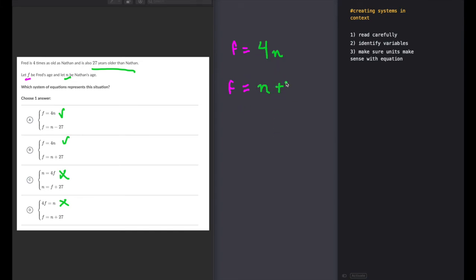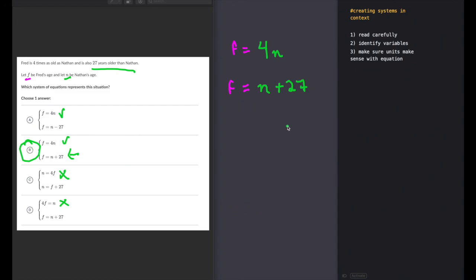Let's just imagine, let's say I put plus 27. Does this make sense? Should Fred's age be bigger than Nathan's age? Yes, that makes sense. Imagine if we had done the other thing. Imagine if I said Fred's age equals Nathan's age minus 27. We know Fred is 4 times as old as Nathan. We know Fred is older than Nathan. So saying Fred's age is Nathan's age minus 27 years doesn't really make sense. This would mean, for example, if Fred was 50, then Nathan would have to be 77 to make this equation true. And that doesn't make sense, because we know Fred is 4 times as old as Nathan. And so this last equation really does not work. So we are going to choose as our final answer this one down here. We like this one. So B is going to be our final answer.